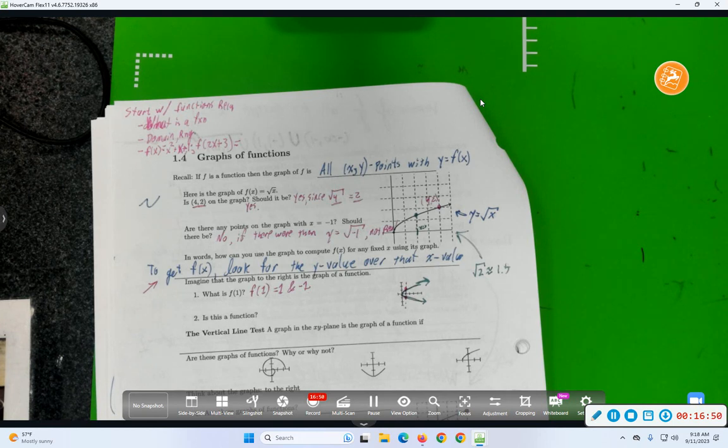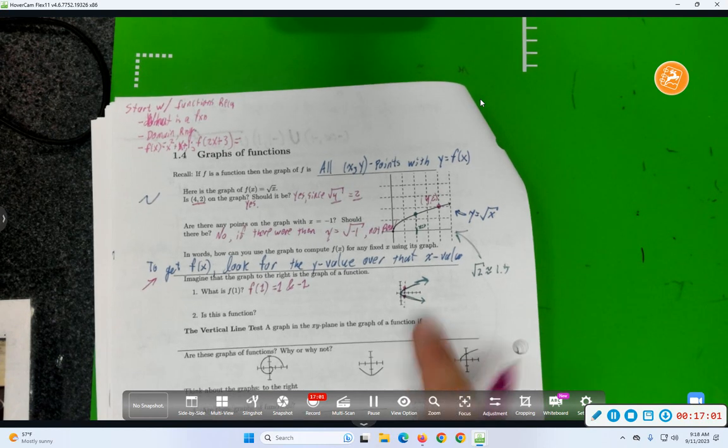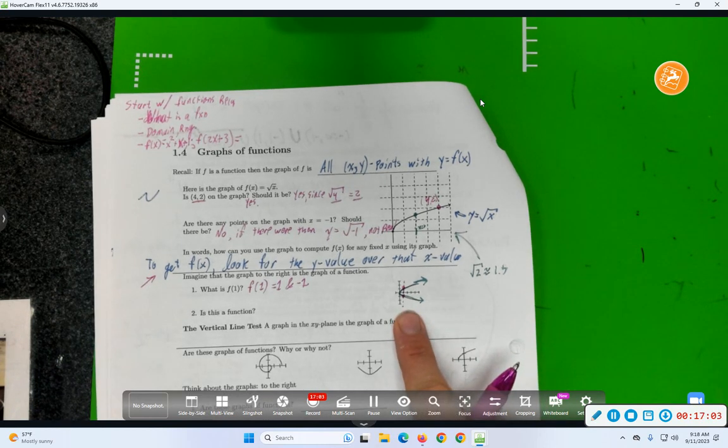No. There are some weird laws made up, like multi-valued functions, when you want to allow that sort of stuff. But if you just say function, no, a single input can only go to a single output. So is that actually the graph of a function? Nope.